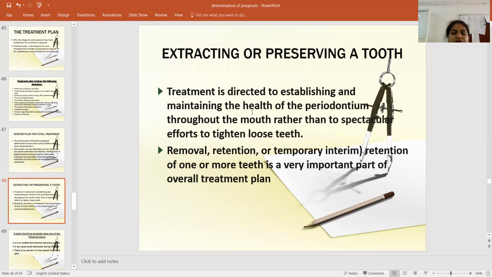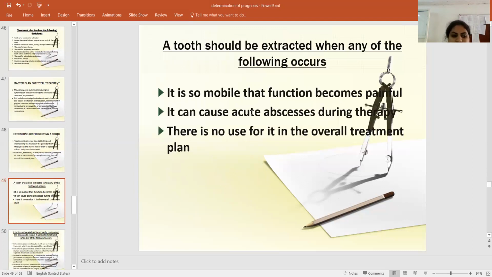So what happens? Treatment is basically established to maintain the health of the periodontium in the full mouth. Individual prognosis is also assessed, but overall prognosis is assessed and overall treatment is performed to the overall mouth. So basically, an overall treatment plan is very necessary.